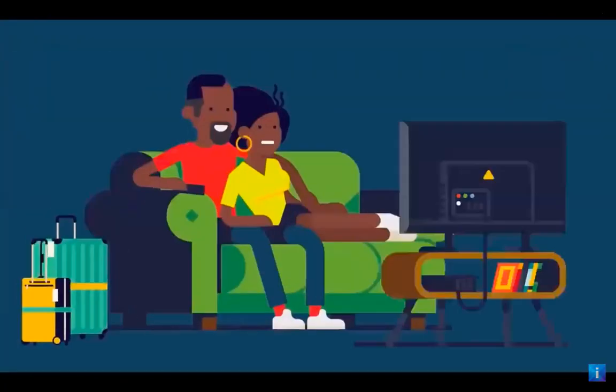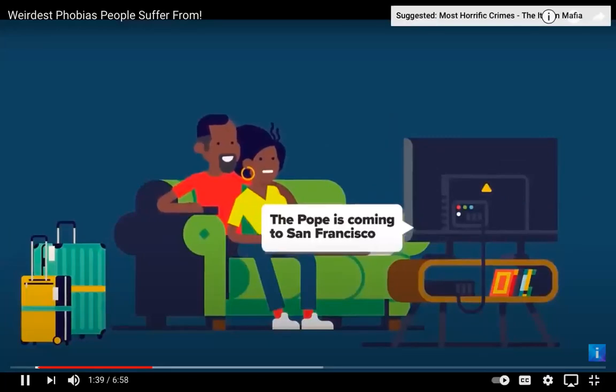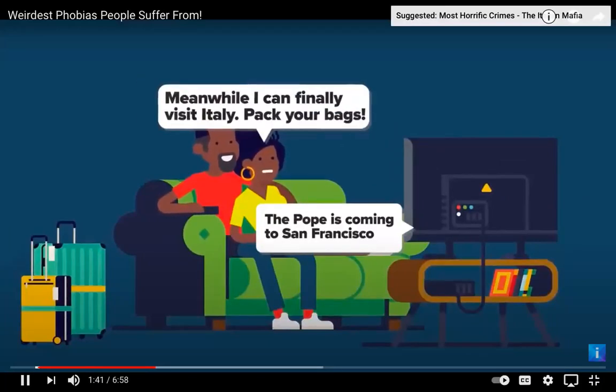Number 8, papaphobia. When some people find out that the guy who likes to wear a white spearhead hat will be in town, they decide to take a vacation. The guy is the Pope. And papaphobia is a fear of him.